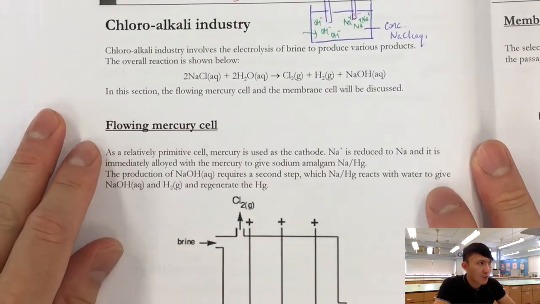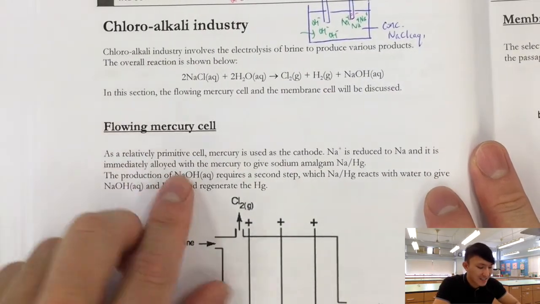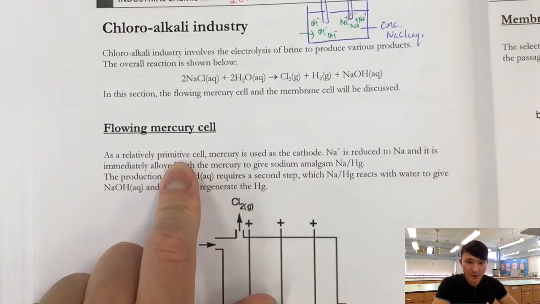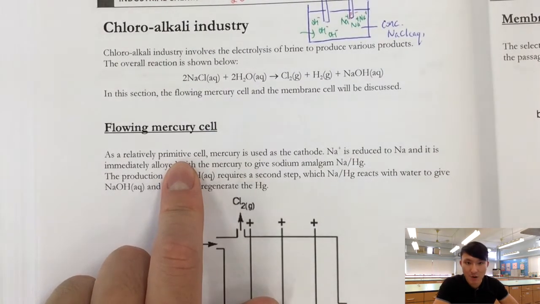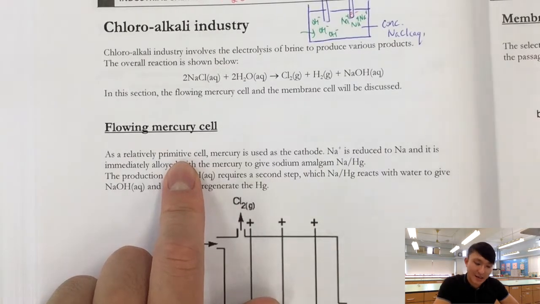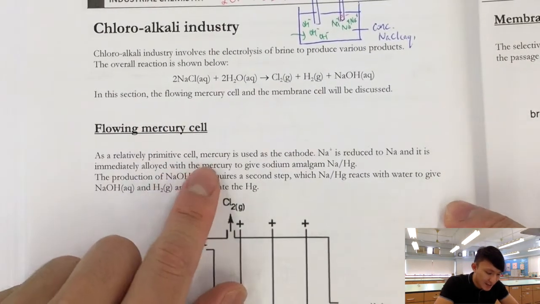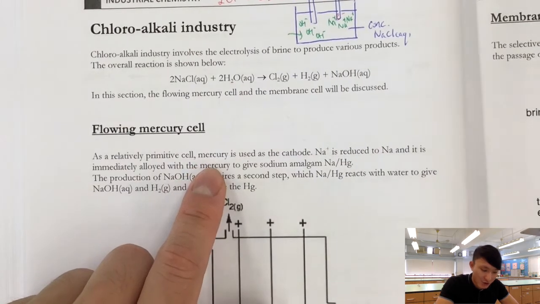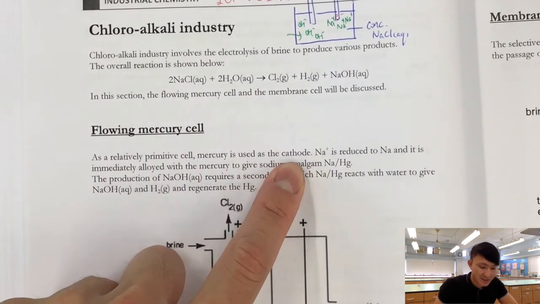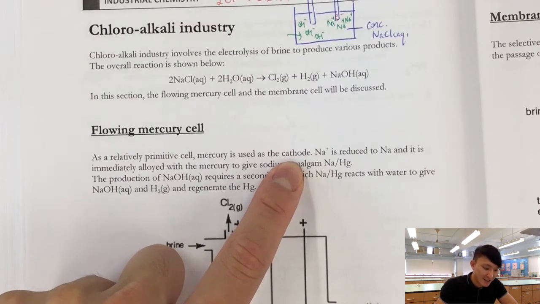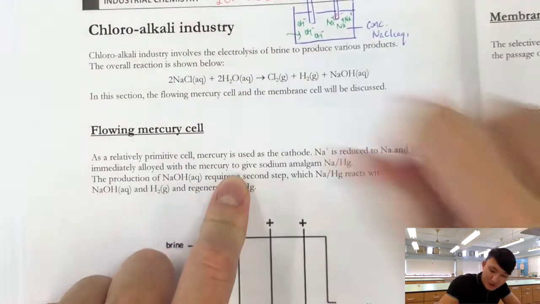First of all, we have the flowing mercury cell, and this cell is said to be a primitive cell. To be honest, nowadays we don't use this cell anymore, and we will explain why later. In this case, pay attention to the electrode. Mercury is used as the cathode. So the negative electrode is the cathode. Make sure you highlight this one.